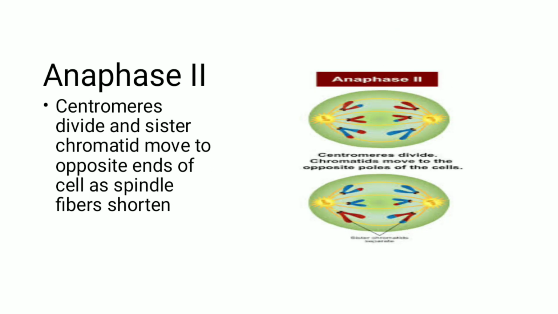Then anaphase 2. Centromeres divide and sister chromatids move to opposite ends of the cell as spindle fibers shorten. Here, the spindle fibers contract, which makes the sister chromatids be pulled toward the poles.